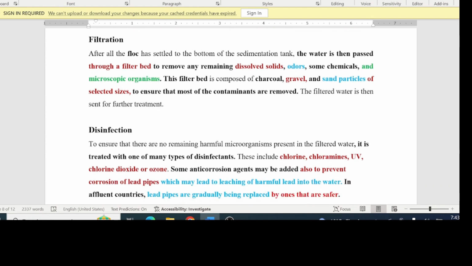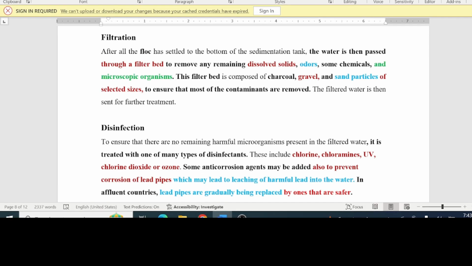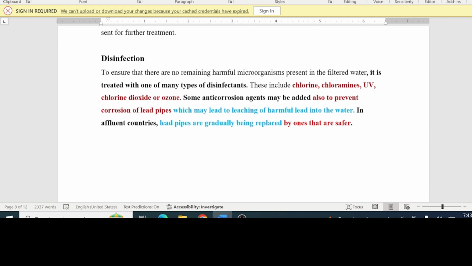After all the floc has settled to the bottom of the sedimentation tank, the water is then passed through a filter bed to remove any remaining dissolved solids, odor, some chemicals, and microscopic organisms. The filter bed is composed of activated charcoal, gravel, and sand particles of selected sizes to ensure that most of the contaminants are removed. The filtered water is then sent for further treatment, what is called disinfection now.